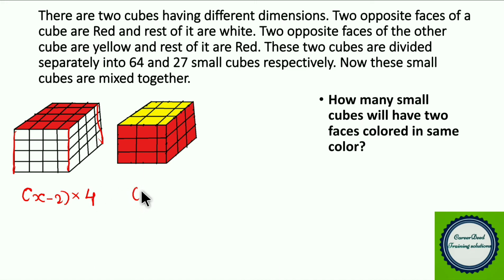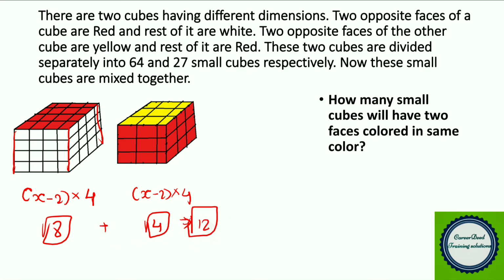So here also it is x minus 2 into 4. Now you know the value of x is nothing but 4. So 4 minus 2 it is 2. So 2 into 4 you get 8. Here also it is 3. 3 minus 2 you get 1. 1 into 4 you get 4. So 8 plus 4 we totally get 12. So there are 12 such small cubes that will have 2 faces colored in the same color.